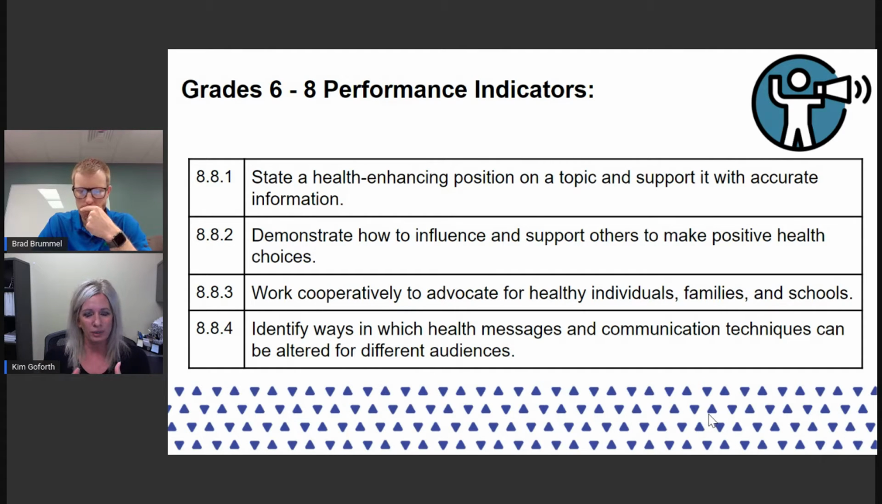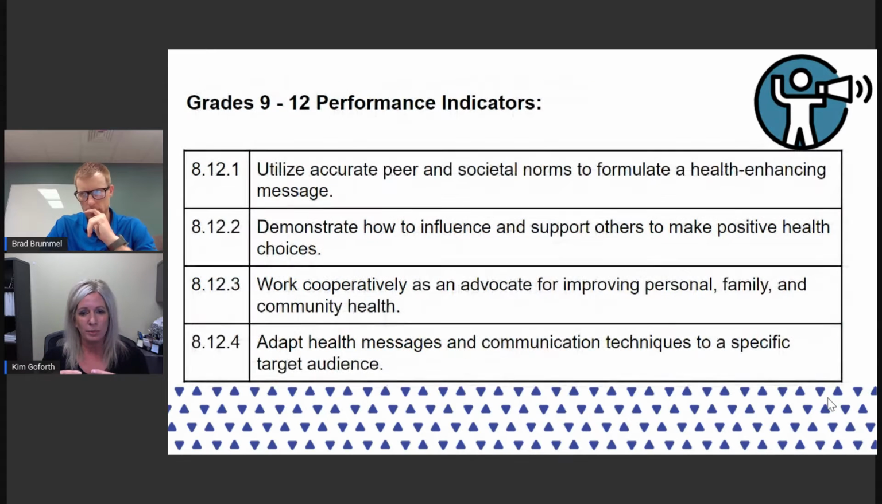And so when you look at the 9-12 grade span, we'll compare here in just a minute. But then also on the last one, talking about just identifying ways that health messages can be delivered and altered if you need to for different audiences. So at this grade level, we're just kind of looking at identifying different ways. And then the two performance indicators in the middle, also talking about demonstrating and working cooperatively with groups, are going to be the same as you see here in the 9-12 indicators.